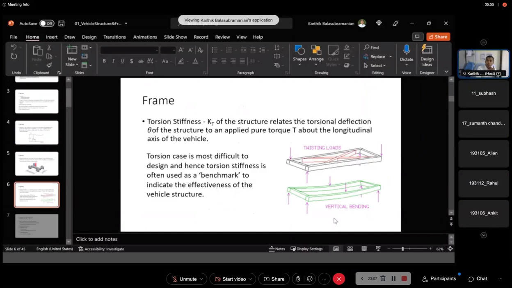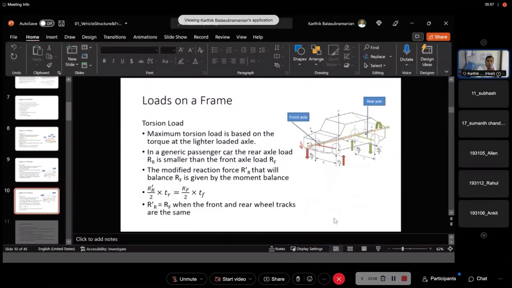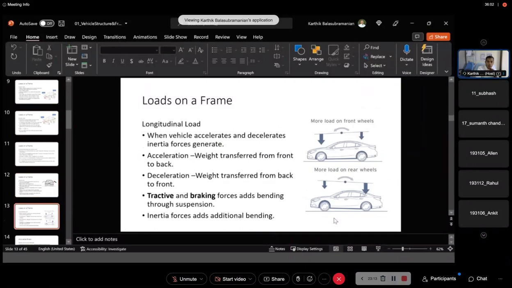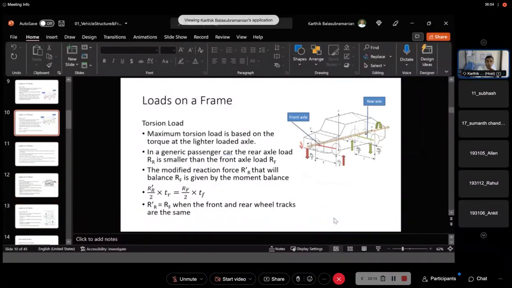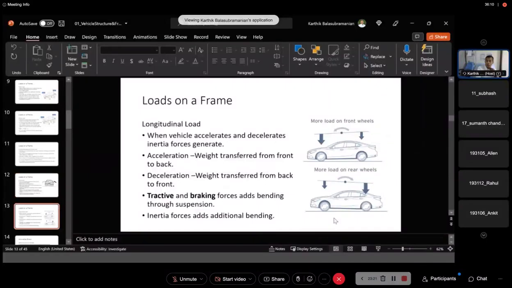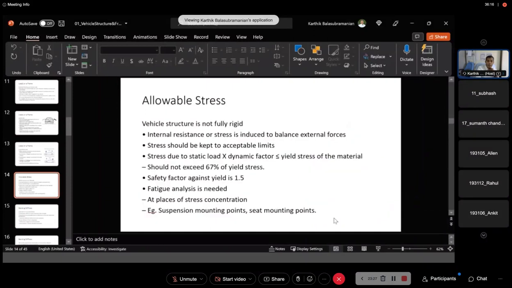There are 5 different types of load: bending load, torsion load, combined bending and torsion, lateral load, and longitudinal load. Anyway, if you are interested, you can approach me. I will tell you these things separately.